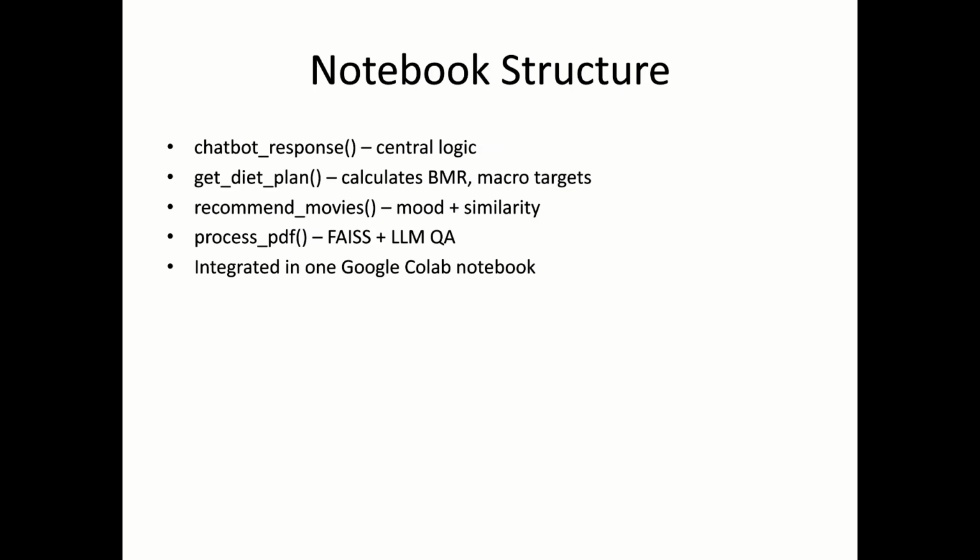And coming to the next slide, the notebook structure. The entire project lives inside a single Google Colab notebook, which makes it easy to manage and share. Here are the main functions which we used in our code. The chatbot response module, which handles the input routing. Get diet plan returns personalized meal plans. Recommend movies uses the mood and the similarity to suggest films. And process PDF, which performs the document Q&A using the FAISS and Q&A chains. We designed it this way so all logic is connected yet modular enough for testing and future extension.